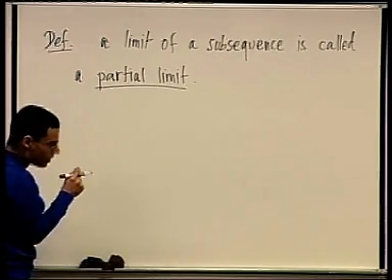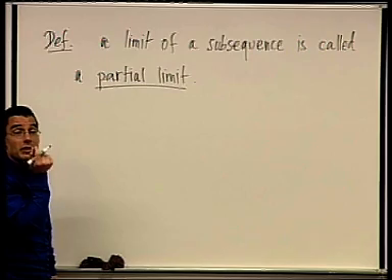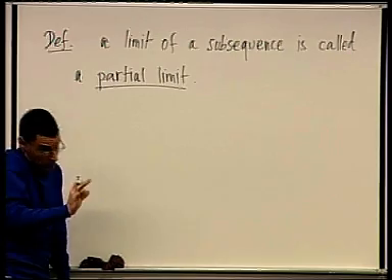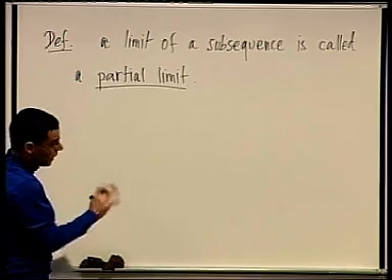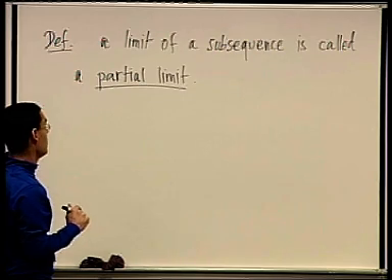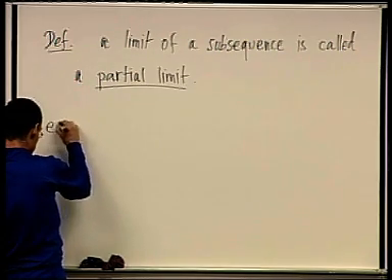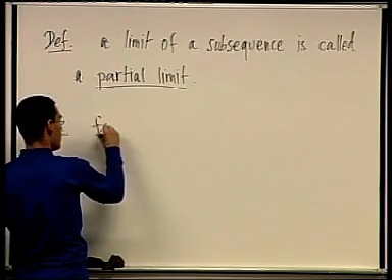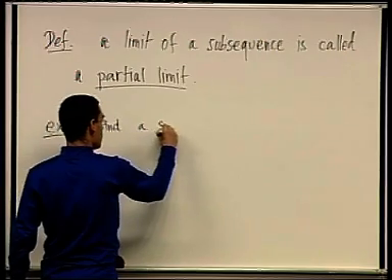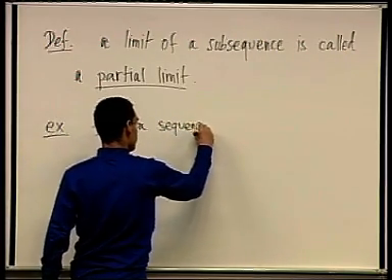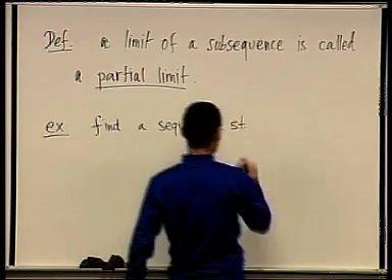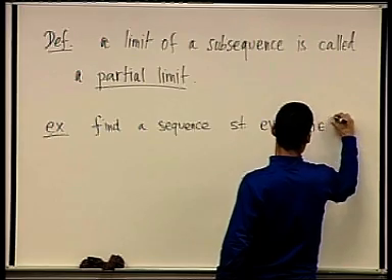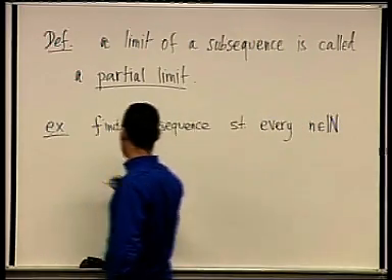And I just want to do one example to give you some flavor of how intriguing this topic can be. But we're really not going to spend a lot of time on this. So, example, can you find a sequence such that every natural number, every n, is a partial limit?